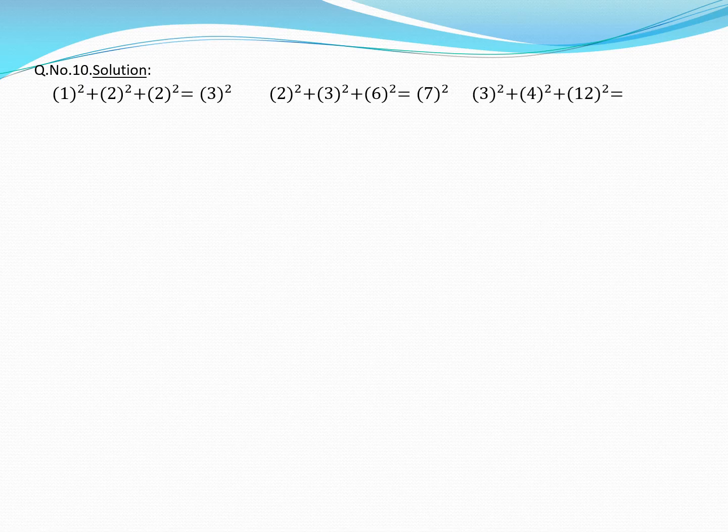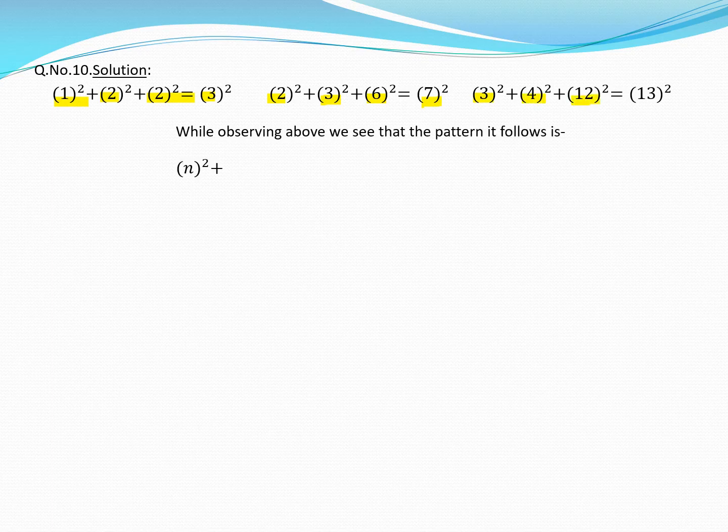Question number 10, it is given: observe a pattern and find the missing number. Here they have given 3 patterns: 1 square plus 2 square plus 2 square equal to 3 square, 2 square plus 3 square plus 6 square is equal to 7 square, 3 square plus 4 square plus 12 square equal to 13 square. So these patterns they have given, and they ask us to observe and find the missing numbers.